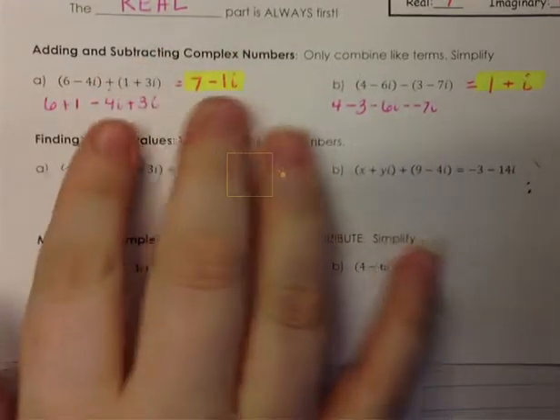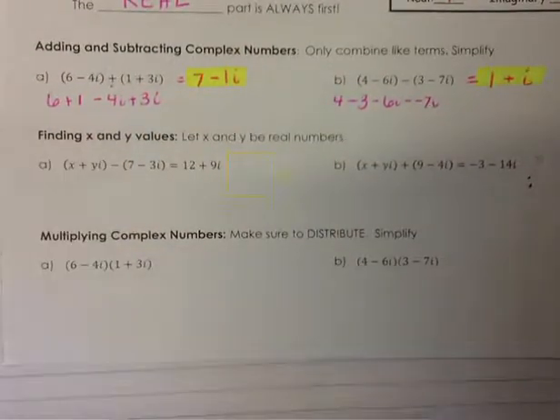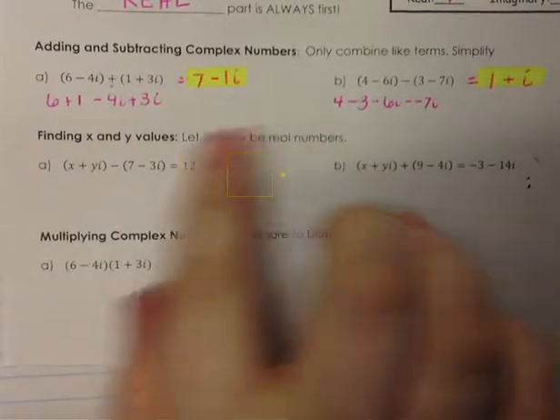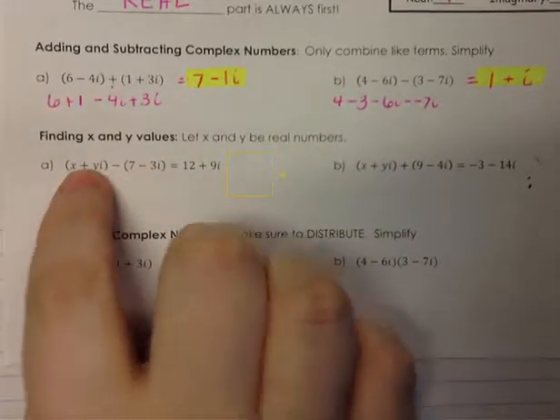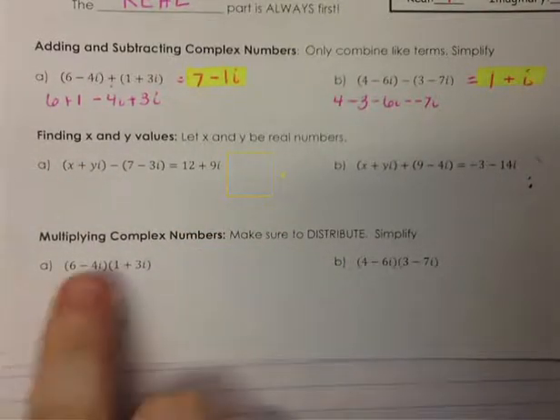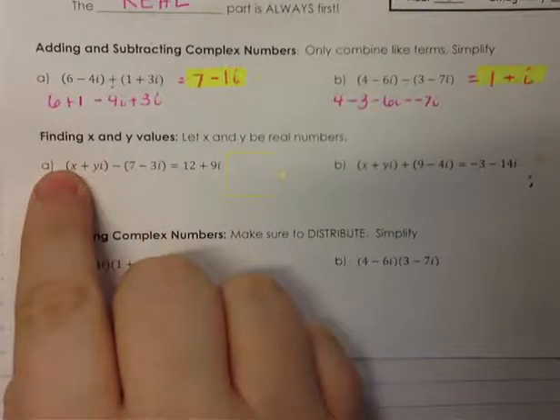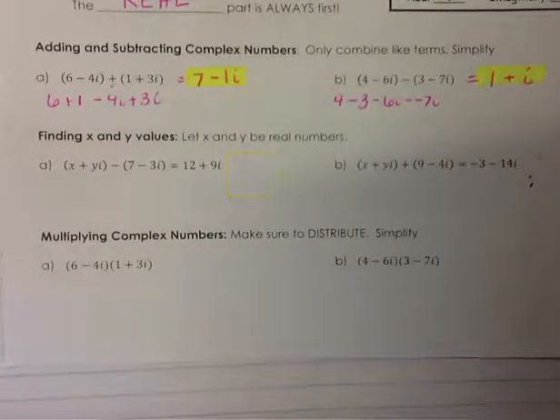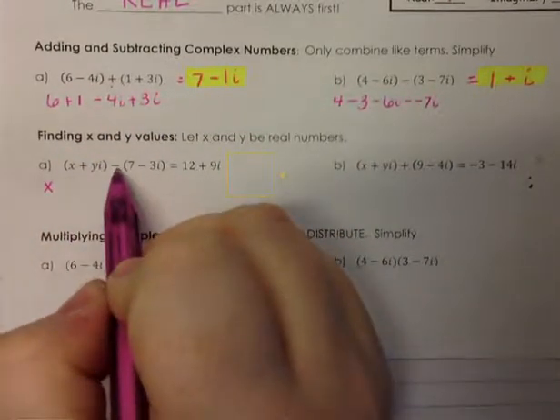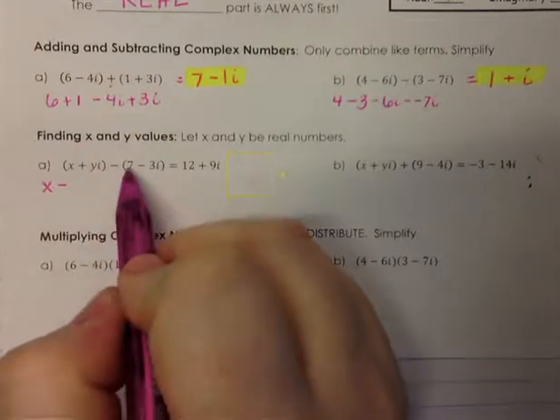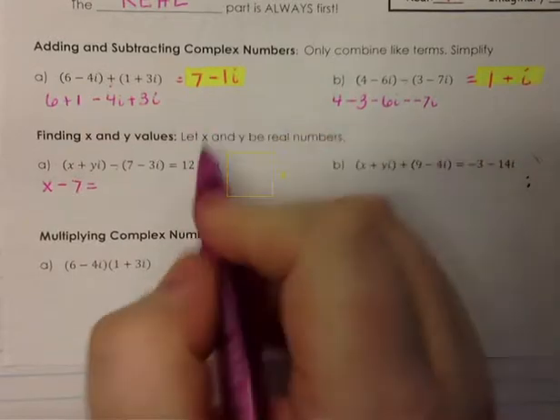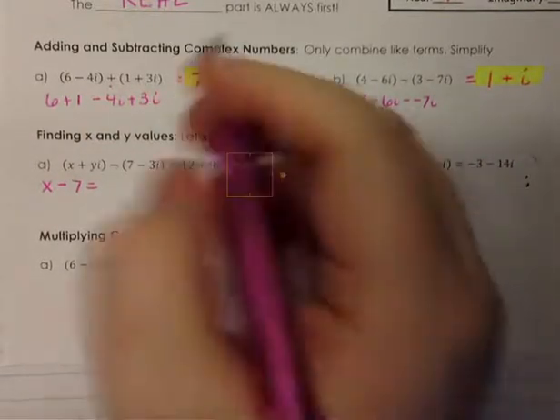Now, we're going to follow the same rules if we're finding an x and y value. So it's saying let x and y just be real numbers. So these are going to be numbers, so x and y will be actual numbers, and they won't have an i connected to it. So we have x would be a real number. So we're going to write this out as x is the real number minus the next real number, 7. Then we have the equals, and then 12 is the real number in our answer.